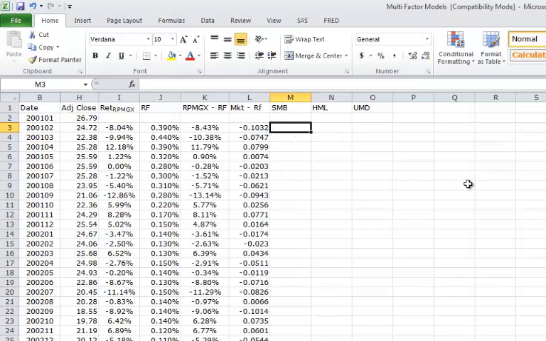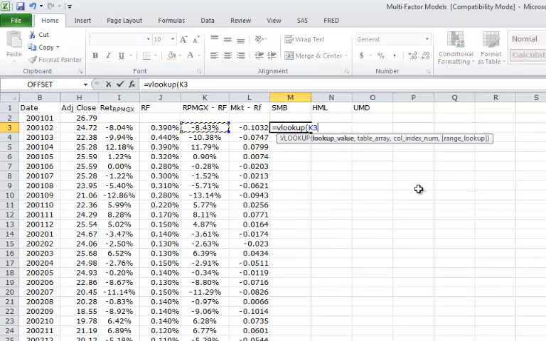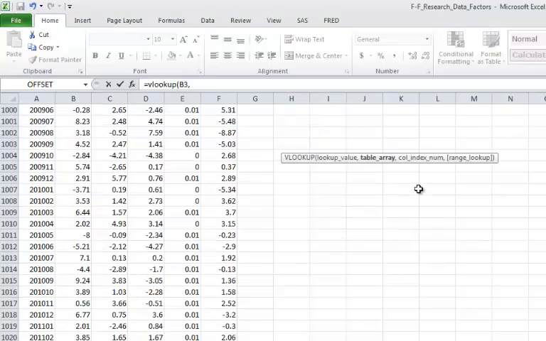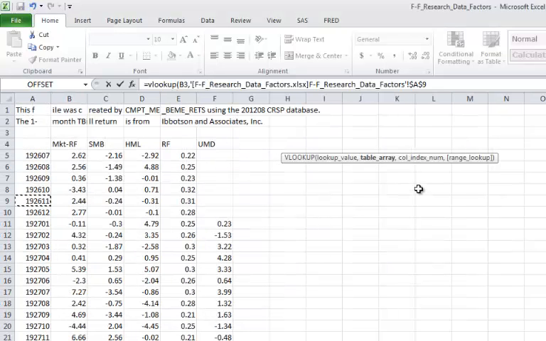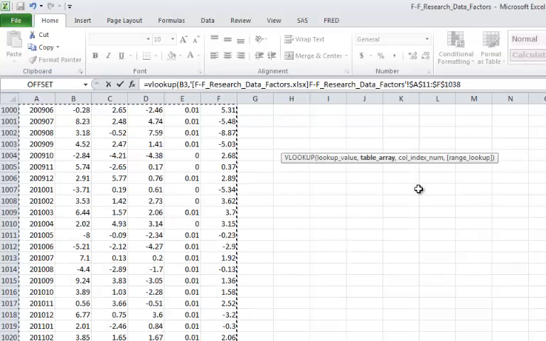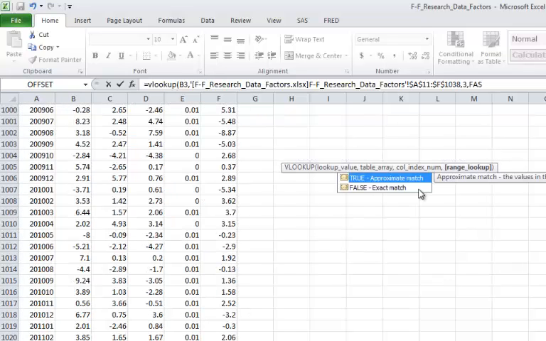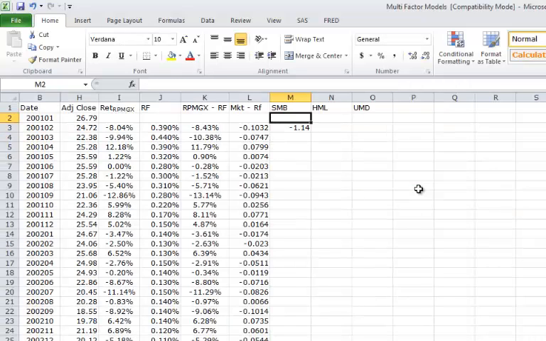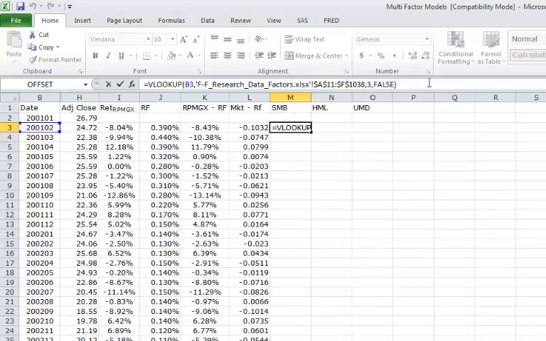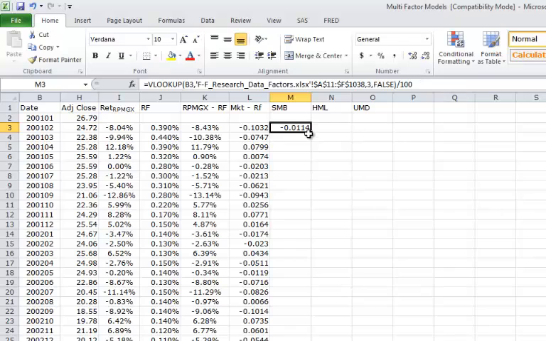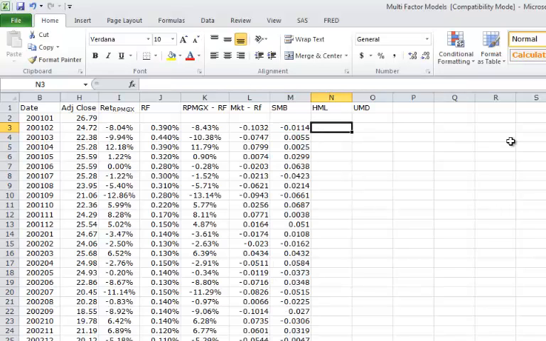Do the same thing with the SMB. So we're going to use the exact same formula. We're going to do a VLOOKUP. We're going to want that date over on this spreadsheet starting right here. And we're going to want the third column this time. So 3, again false. And again, we have to divide by 100 and send it on down the line.